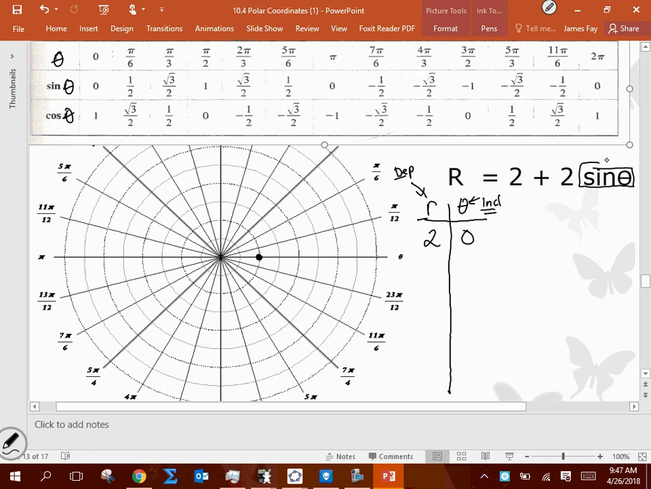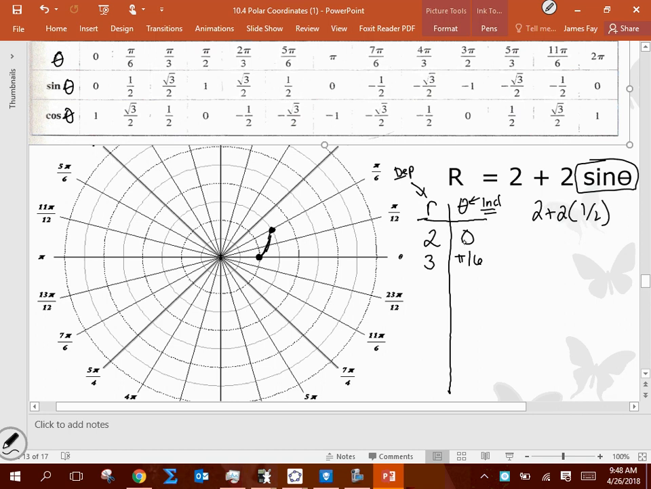So I'm just going to choose another theta. Let's say theta is pi over 6. If theta is pi over 6, what does this thing here turn into? 1/2, right? So I have 2 plus 2 times 1/2. What's that give me? 3. So the pi over 6 ray is right here. I'm going to go out to the third circle, so I get that point there. And like I said, connect those with a smooth curve. It's not a straight line, it's a smooth curve.